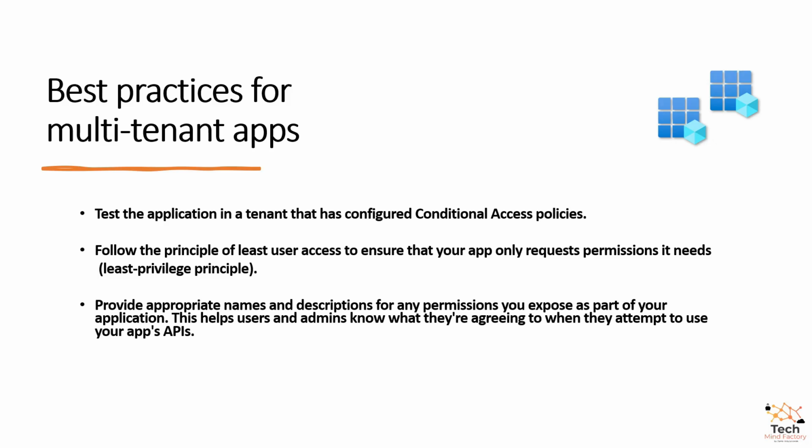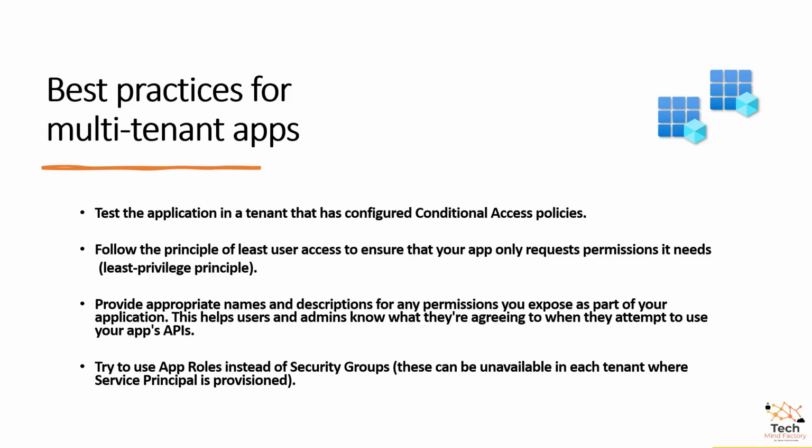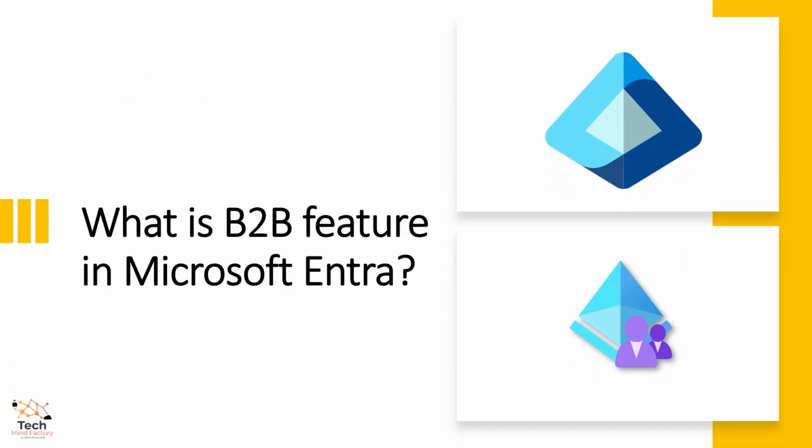So in this case, it's very important. This is something we will see on the consent screen. So be really descriptive about it, because otherwise users or administrators will be confused. And try to use app roles instead of security groups. Security groups can be unavailable in each tenant where the service principal is provisioned. If you use app roles, you can be sure they will be available because those are specific to the application. But when you use security groups, not each Entra ID tenant has the same security groups created, right?